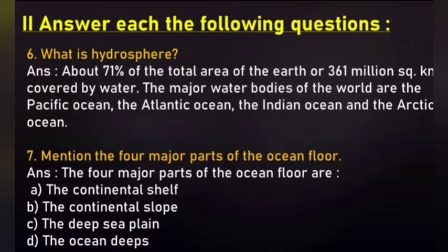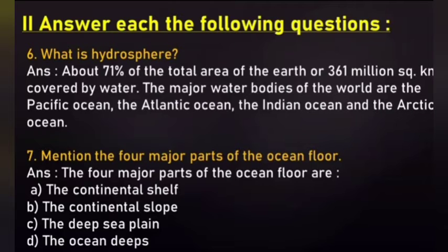First question is what is hydrosphere? About 71% of the total area of the earth, or 361 million square kilometers, is covered by water. The major water bodies of the world are the Pacific Ocean, the Atlantic Ocean, the Indian Ocean and the Arctic Ocean.